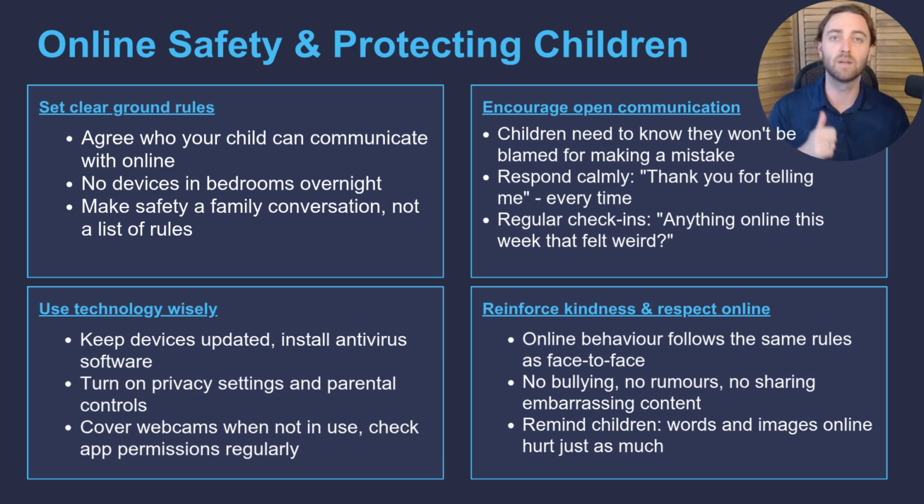Clear agreements about who your child can communicate with online, where devices are in the house, and what happens if something feels wrong. These work much better when your child is a part of making them rather than just receiving them as a set of instructions. Privacy settings and parental controls are useful, especially for younger children, but they're a starting point and not a solution. The conversations still have to happen. The controls just provide some structure while your child's own judgments are still developing.